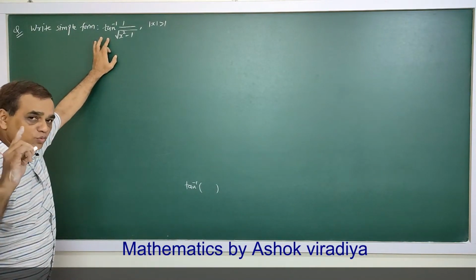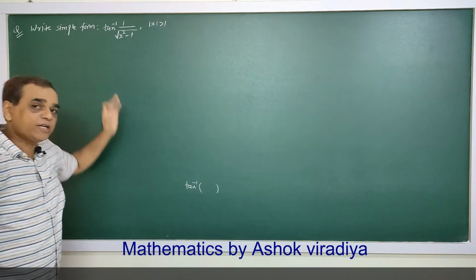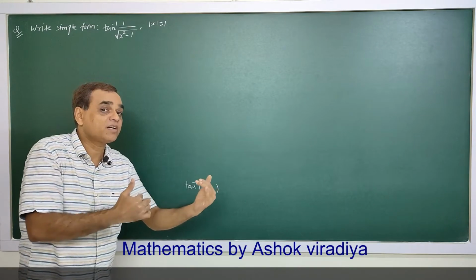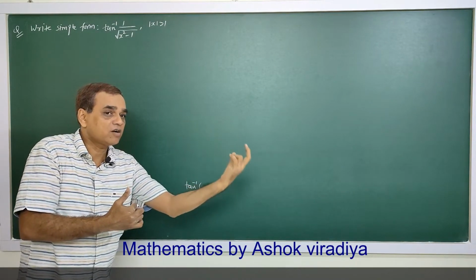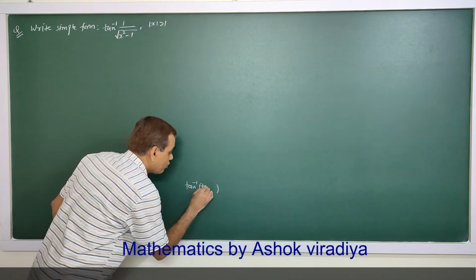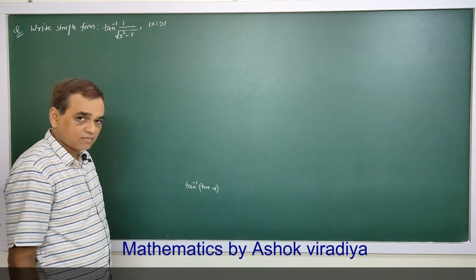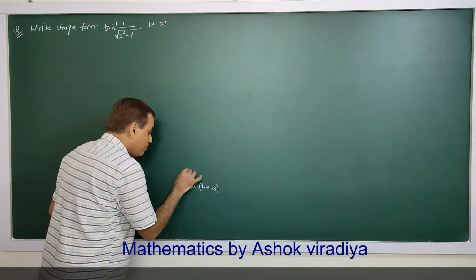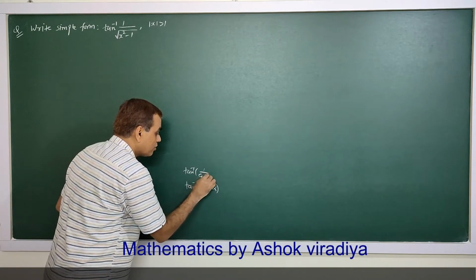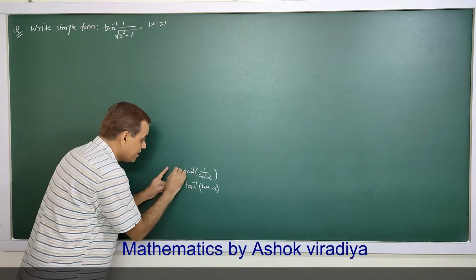In the last question, when the outer was sine inverse, we tried to get sine inside. When the outer was cos inverse, we obtained cos inside. So the outer is tan inverse, so here we want tan of something. Now to obtain tan of something inside, we have to obtain 1 upon cot of something. To obtain this number, we have to obtain this number.